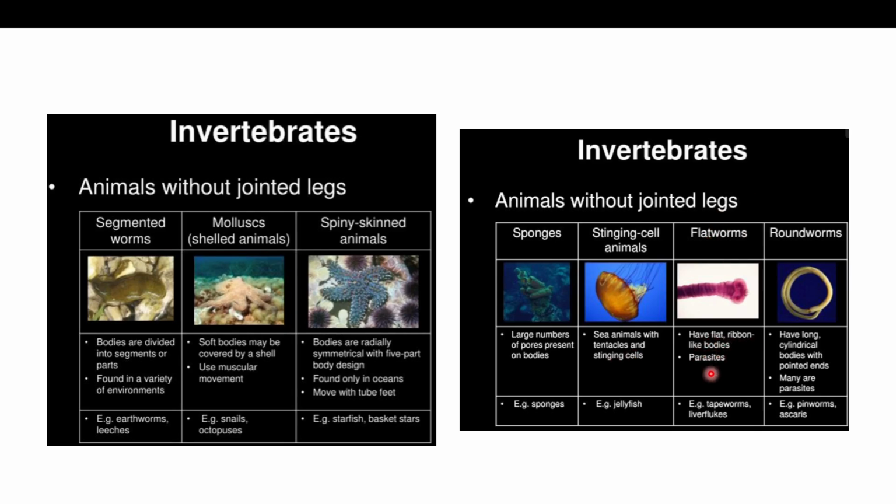Flatworms have flat ribbon-like bodies which usually thrive as parasites, for example flukes and tapeworms. Then there are roundworms as well, which have long cylindrical bodies with pointed ends. Many are parasites, like pinworms.